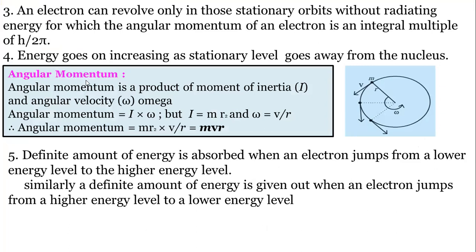Now the angular momentum is shown here. Angular momentum is nothing but the product of moment of inertia, denoted with the symbol I, and angular velocity, omega. So angular momentum is the product of I into omega, where I is the moment of inertia and omega is the angular velocity. Now, do you know about the moment of inertia?